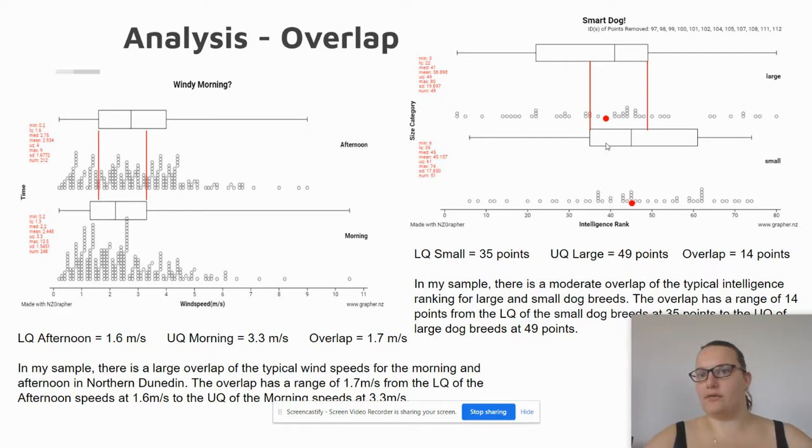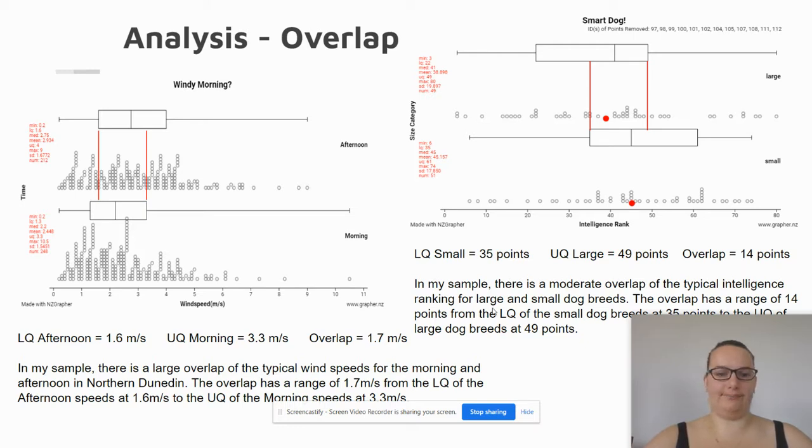Now, the reason I say moderate, even though 25% of our data is here and 25% of our data is here, is because of the size of the spread. You notice that this is half of the spread of our data, and this is half of the spread of our data here. I'm going to look at spread next, but it means that this is moderate.